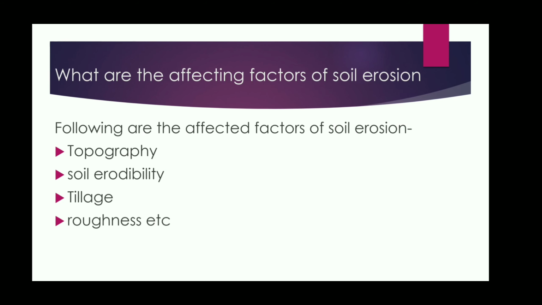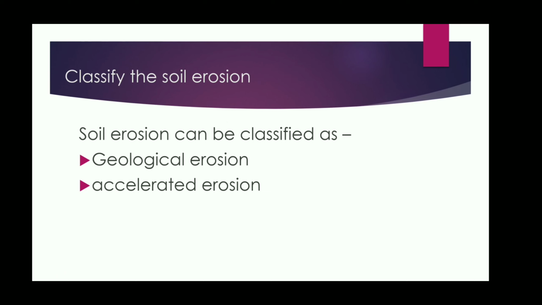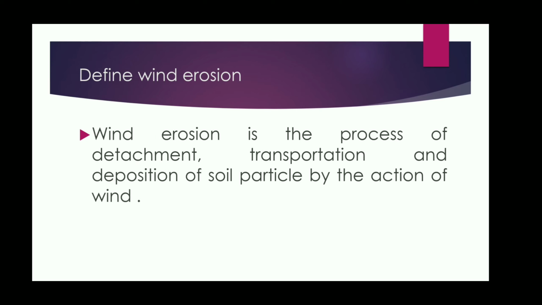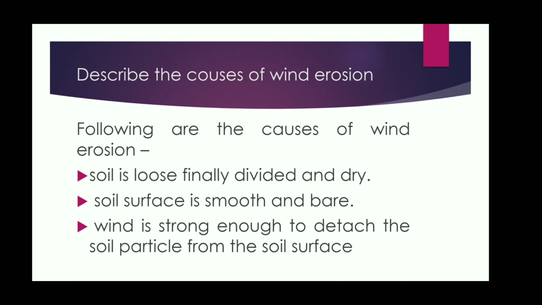What are affecting factors of soil erosion? Following are the affecting factors of erosion: topography, soil erodibility, tillage, roughness. Classify the soil erosion. Soil erosion can be classified as accelerated erosion, geological erosion. Define wind erosion. Wind erosion is process of detachment, transportation, and deposition of soil particle by the action of wind.